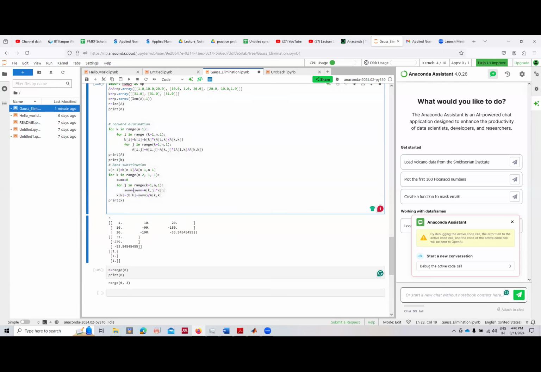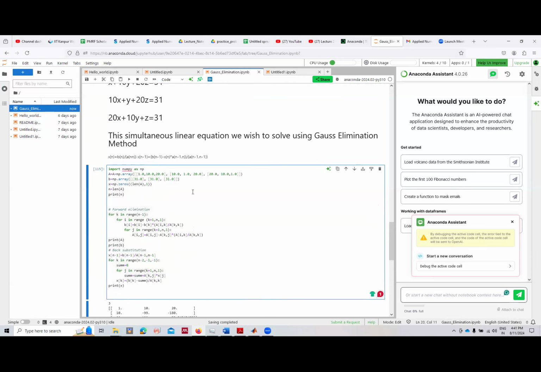Okay, earlier what was the error? I was using sum, but sum was not assigned to 0. So it was already some value, suppose after the first k, equal to n minus n, it got some value, then it was added into that value. Okay, now suppose I want to solve some other equation problem.